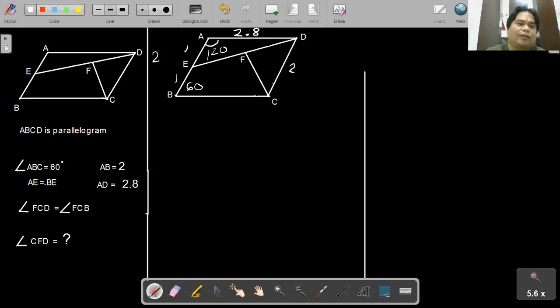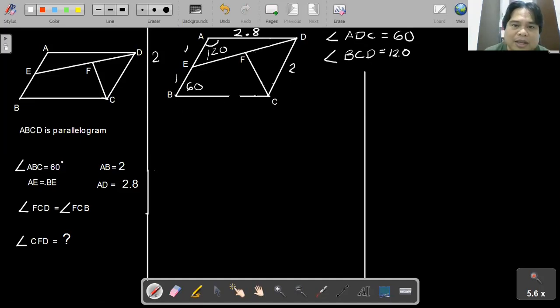Another thing is this. The opposite angles of a parallelogram are also equal. So therefore, if ABC is 60 degrees, then by definition, angle ADC must also be 60. What else? Okay, this one. Angle BAD is 120, then again, by definition, its opposite angle must also be 120, which is what? BCD. Angle BCD should also be 120. Agree?